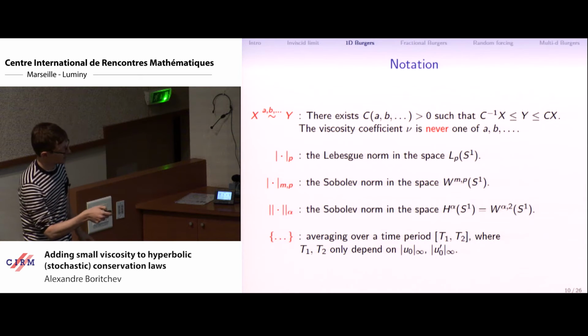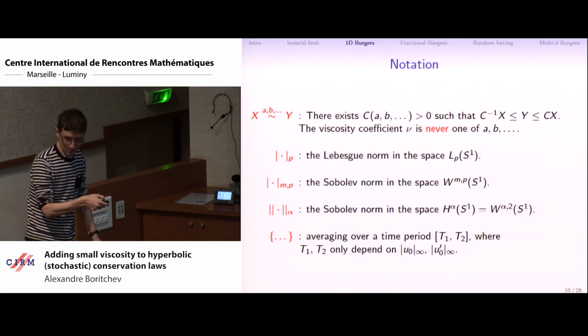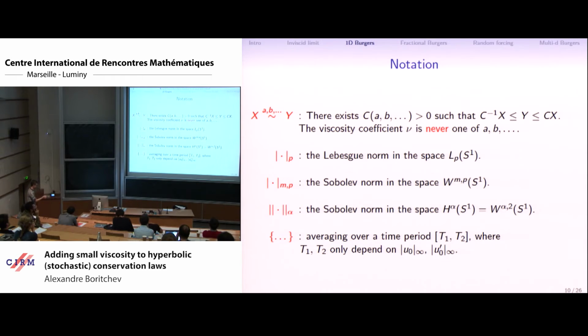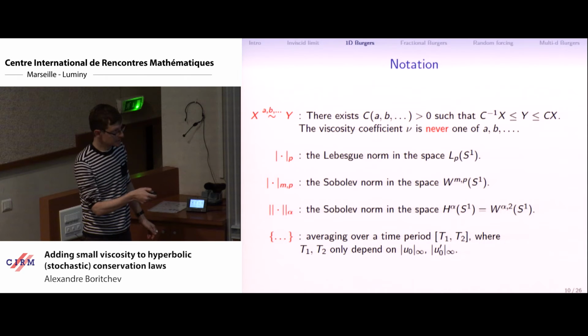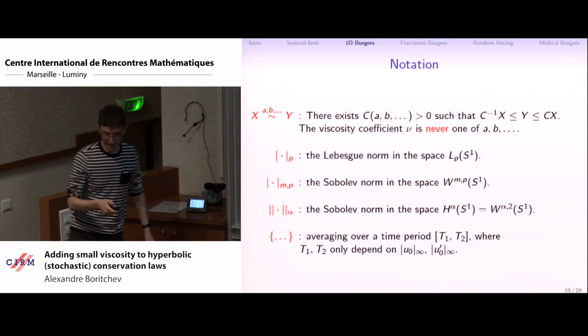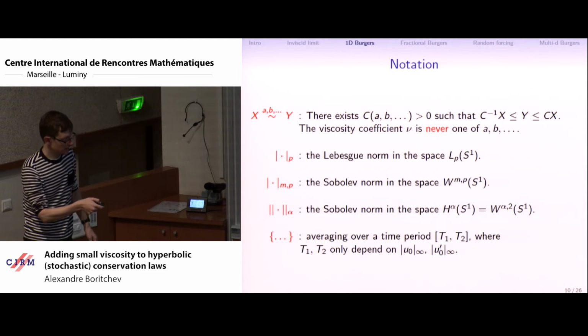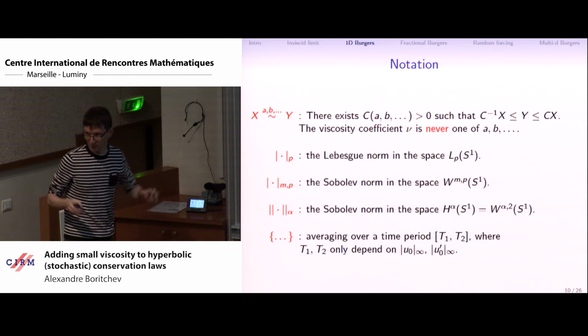So all this notation was relatively standard. The only thing which is not standard are the brackets here. You need to be careful because in the next sections, I will change the meaning of these brackets. What they mean is that we take some average over a time period. And this time period depends on the initial condition, and we have no choice.